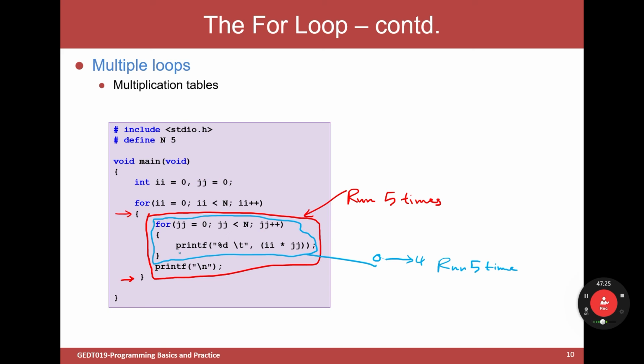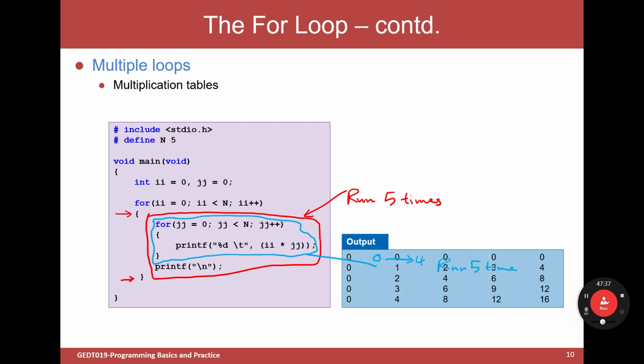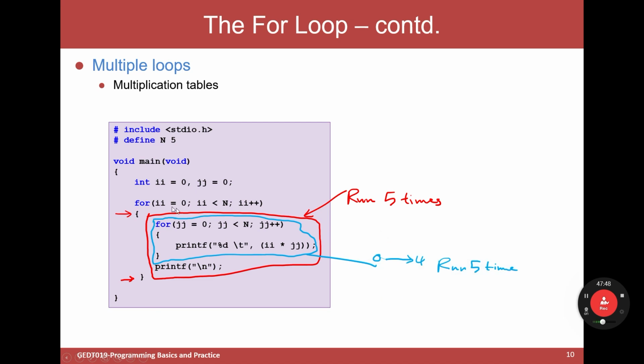That means this one prints some number, I times J. How many times will this number be printed? 5 times 5, so 25 numbers will be printed. Why 25? Because the first loop will run 5 times, and every time it runs, this loop will execute 5 times. So it will print 5 numbers each time.